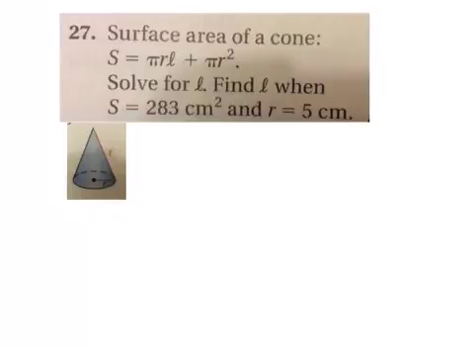Here is an example from the textbook, number 27, from page, I'm going to say like 130, in that area. It's giving us the formula for the surface area of a cone, where r is the radius of the circle, and L is the lateral distance, the distance from the tip of the cone to any point on the circle that is the base of that cone. And you can use this formula to find the surface area of a cone.